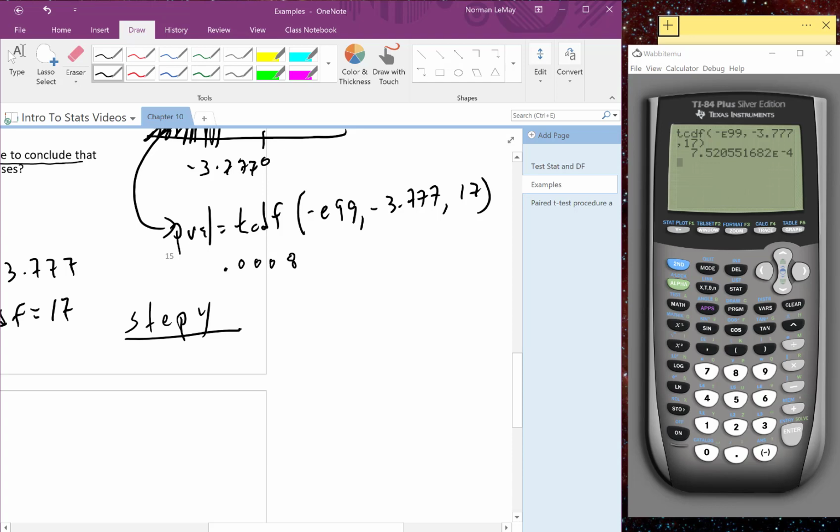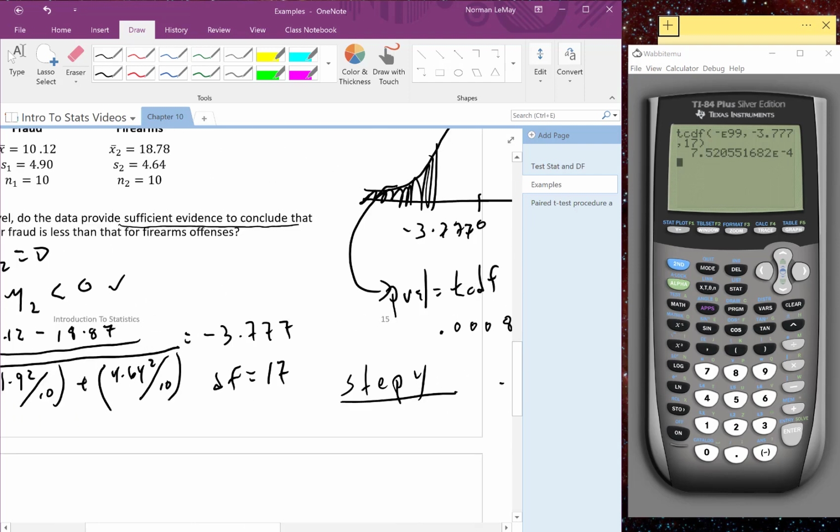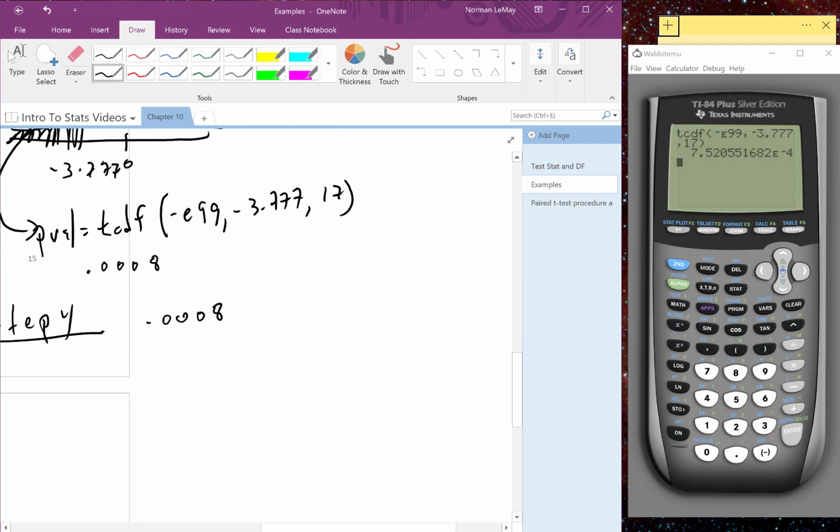All right. So step 4 is to make our decision. So 0.0008, and we want to compare that to our alpha level of 0.05. And notice that this is way, way, way smaller than our alpha level. So here we will reject the null.